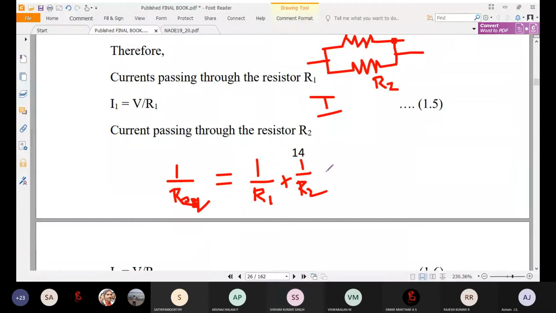Now it is changing or not? Still it is the same, sir.